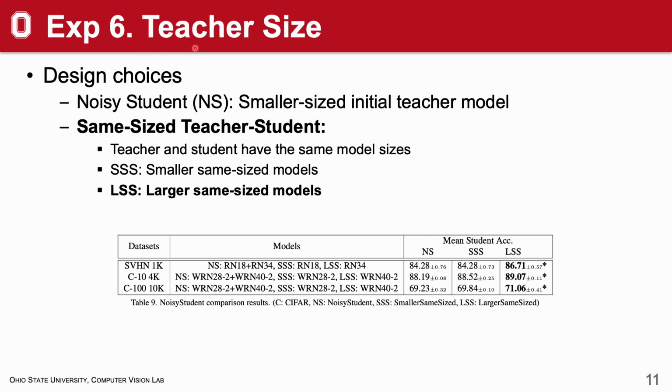We finally assessed the ideal teacher size to be used in self-training. The original noisy student approach found that using a smaller sized initial teacher works better for the problem of confirmation bias. However, when we apply all the best selected components so far to our self-training pipeline, we found that even using the same size teacher and student model performs better than the noisy student approach, even when using the smaller teacher model from the noisy student as the student for the same sized approach. Further increasing the size of the model improves the performance significantly, showing that the need for using a smaller sized model is not necessary when we apply all our best selected components.